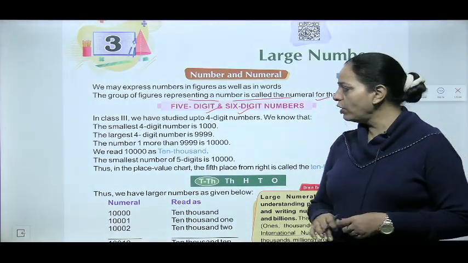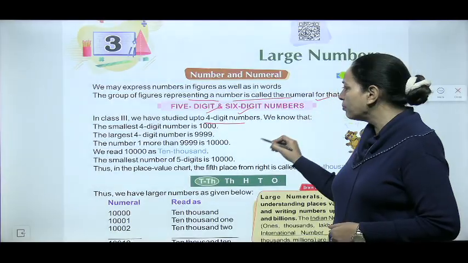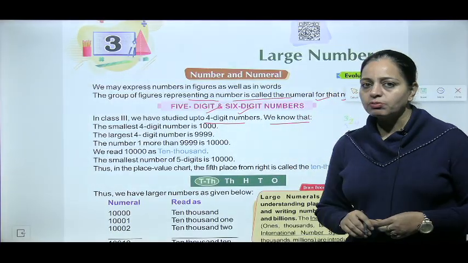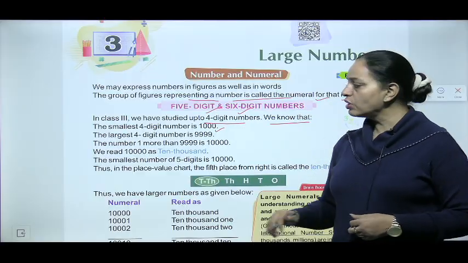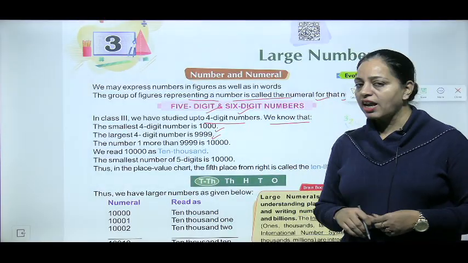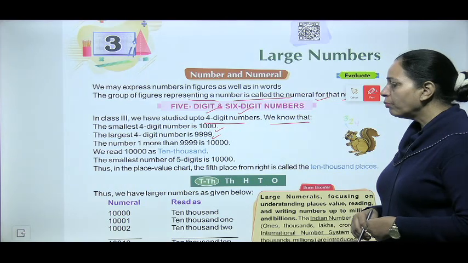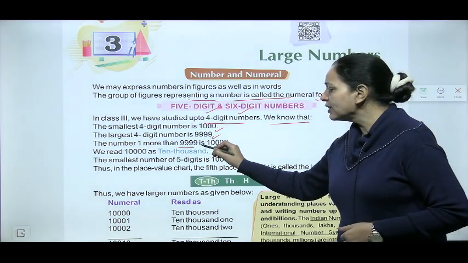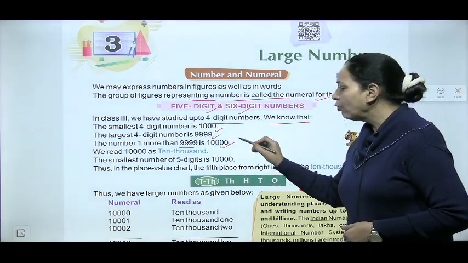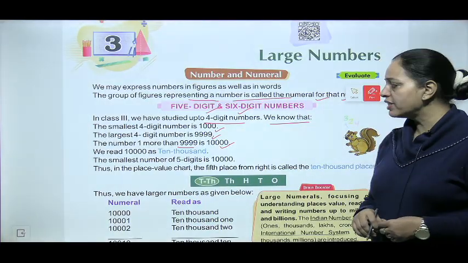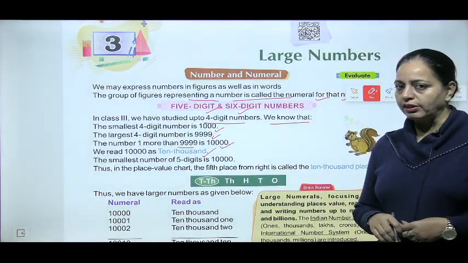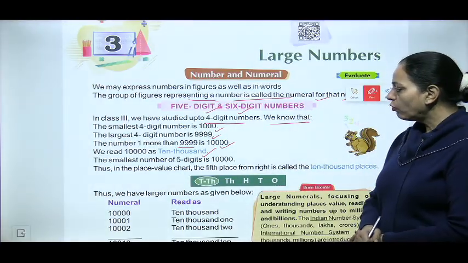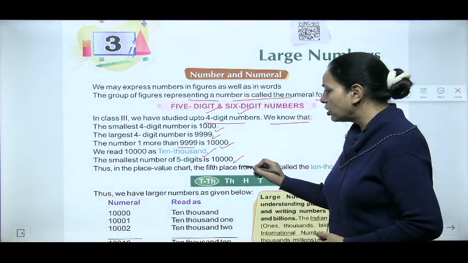In class 3 we have studied up to 4-digit numbers. We know that the smallest 4-digit number is 1,000. The largest 4-digit number is 9,999. The number 1 more than this number is 10,000. And how can we read it? We read this one as 10,000. The smallest 5-digit number is 10,000.